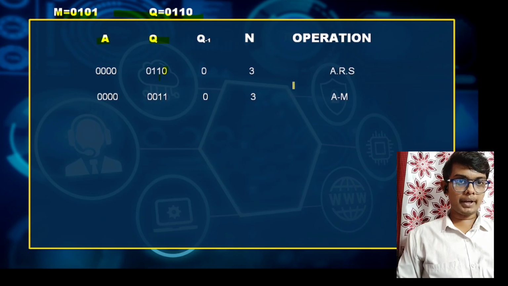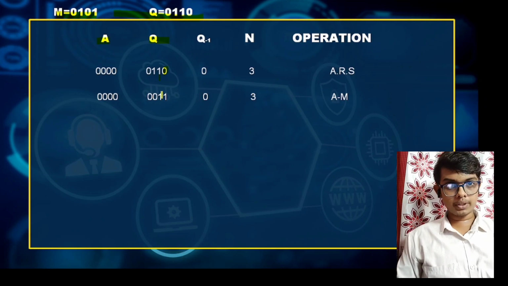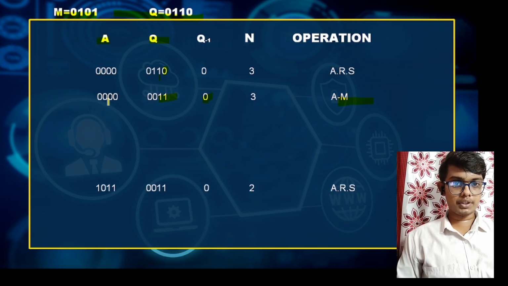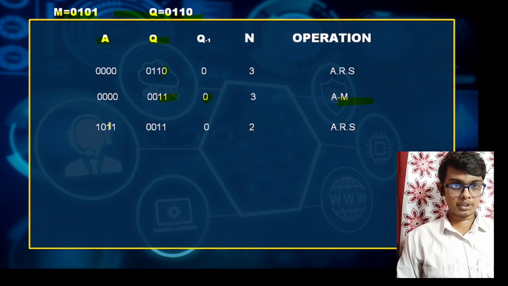Now comparing Q0 and Q minus 1 again, as you can see here, 1 0. 1 0 means we have to perform the operation A minus M. So the operation is A minus M. Performing A minus M means 2's complement of M plus A. After executing this, we get the next step, as you can see here: A minus M is equal to 1 0 1 1. This is 0 0 1 1 and 0.